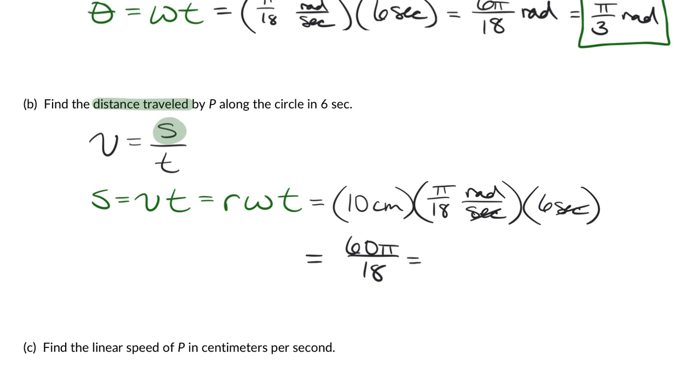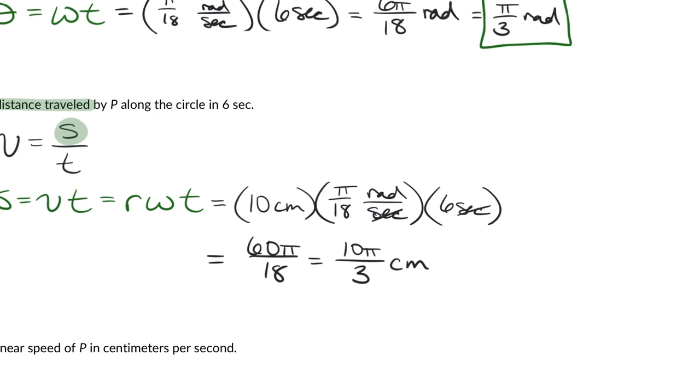10 over 3. 60 divided by 6 is 10. 18 divided by 6 is 3. So that's 10 pi over 3 centimeters. And since that's not normally how you answer questions, like if I measured something and I was like, this is 10 pi over 3 centimeters long, you'd be like, that's annoying. Can you tell me actually how many centimeters it is?